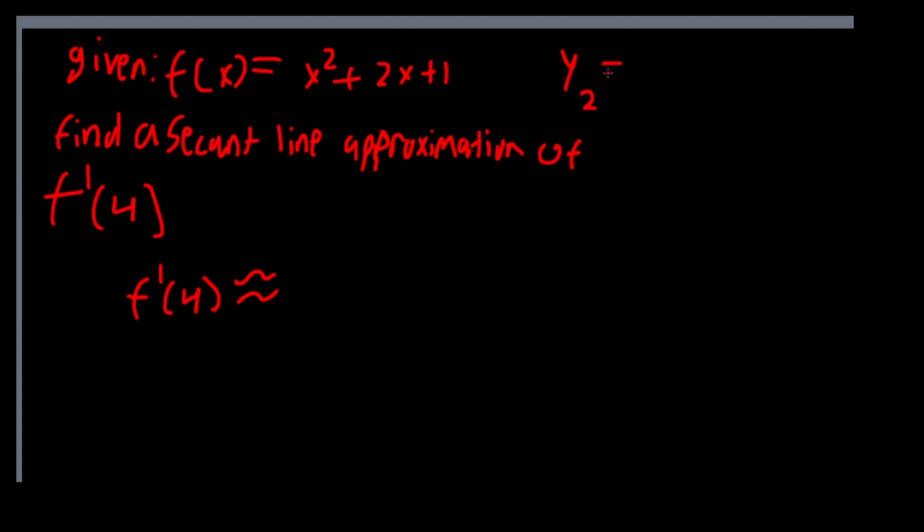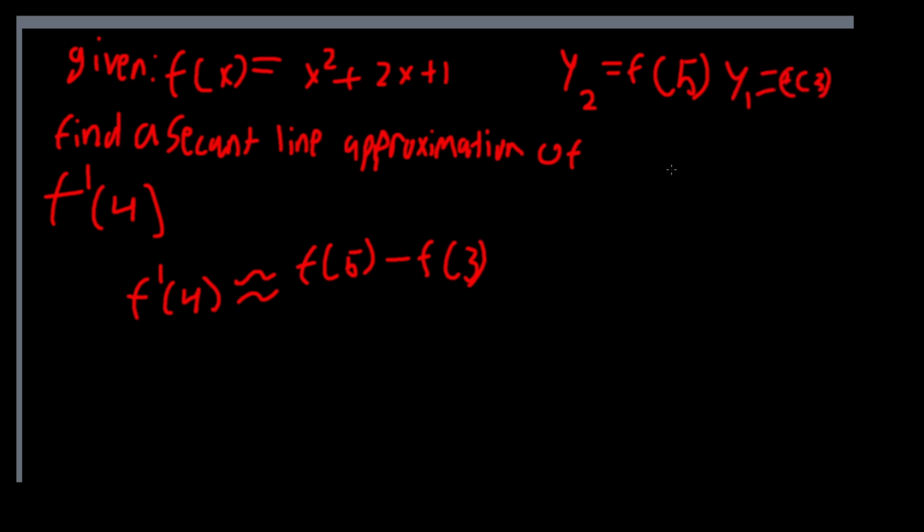So we'll say y2 equals f of 5. We're just going to do x plus 1 and x minus 1. So this function is f of 5 minus f of 3, because y1 is f of 3, because 3 is 1 less than 4. So we're finding the function's value at x equals 3. Okay, and then just move these down here. All right, and then when we plug in 5, we get 36.